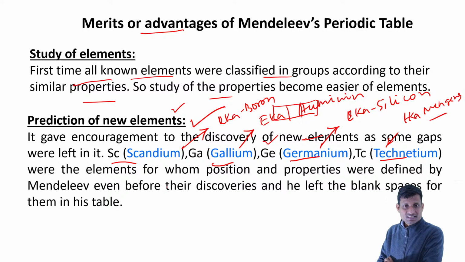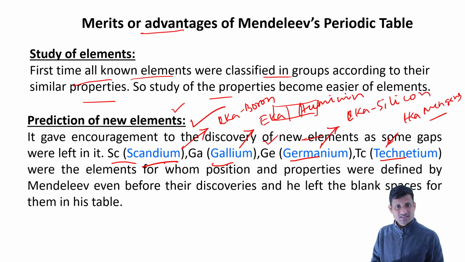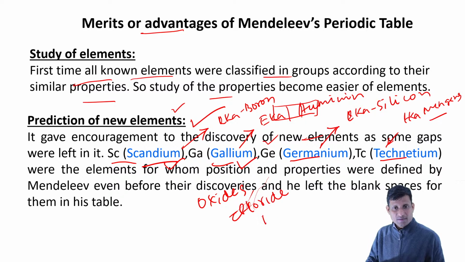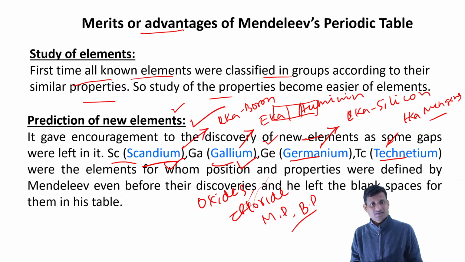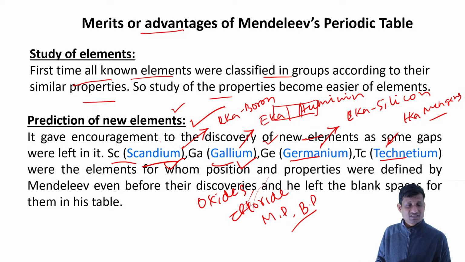This is very important. Not only did he keep space for these elements, he actually predicted them and also mentioned what their properties would be like: how their oxides would be, how their chlorides would be, and their melting point, boiling point, etc. So he predicted all that. And for your competitive exam, this is very important.